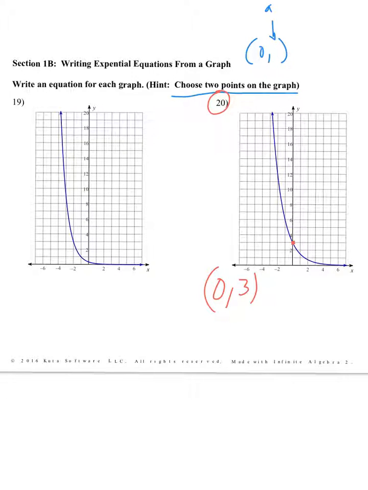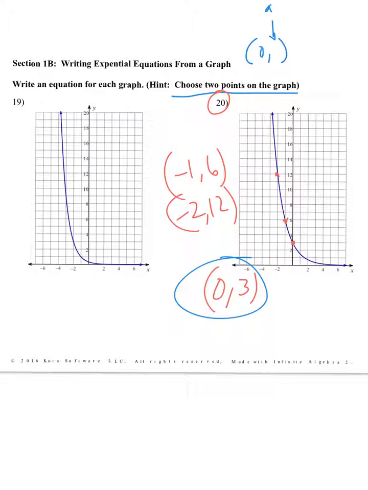So I could pick, for instance, this point right here, which would be (-1, 6). I could go up here and pick (-2, 12). I could do either of these points. The key thing is I've got to use the y-intercept point. And my general form of the equation is y equals a times b to the power of x. I'm going to use (-2, 12). I could have used (-1, 6), but let's go through and do this.